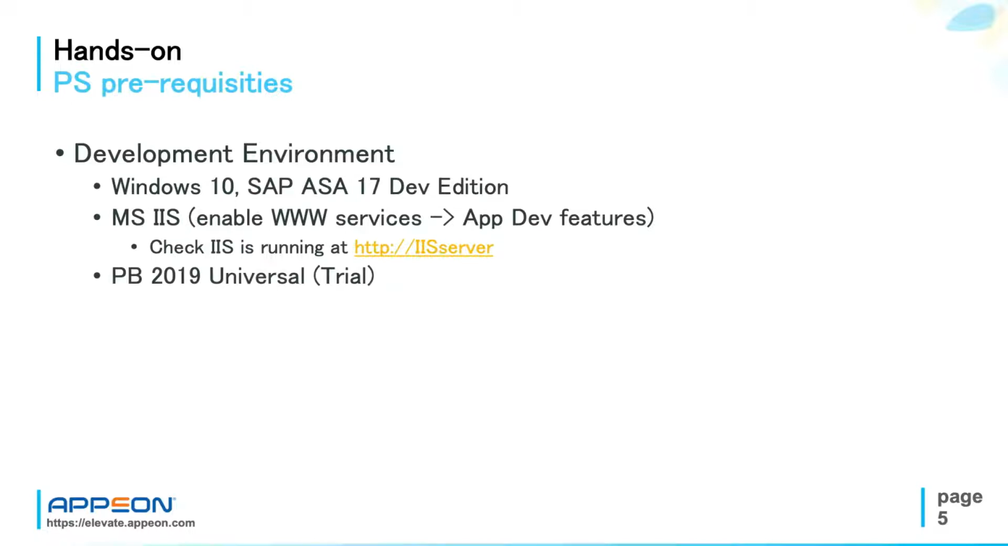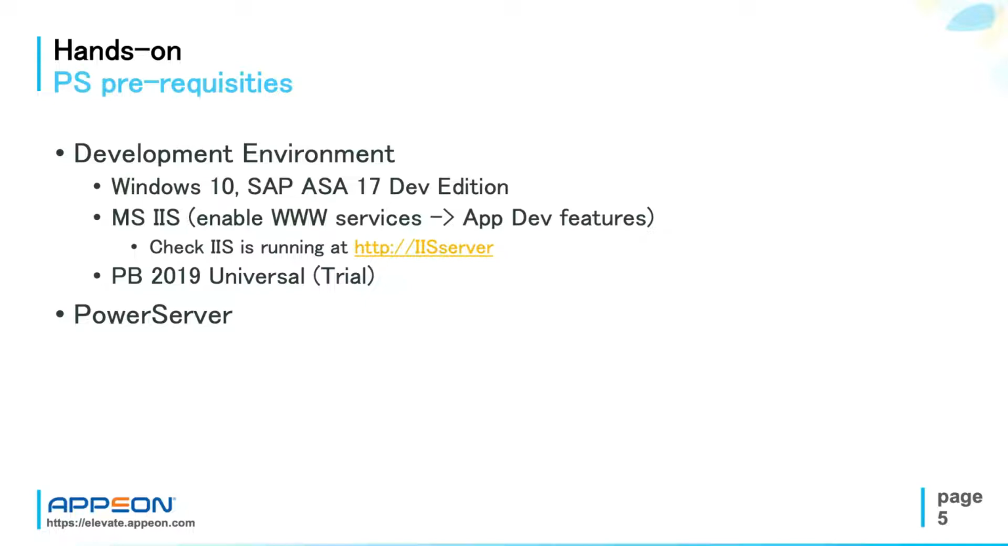Next, you're ready to install PowerBuilder 2019 Universal. We need the Universal Edition because that's the edition which includes the PowerServer toolkit for deploying web and mobile applications. If you don't have a subscription already, you can download a trial from appeon.com and then go to your user center. Basically, the installation of PowerBuilder 2019 Universal is a next-next wizard.